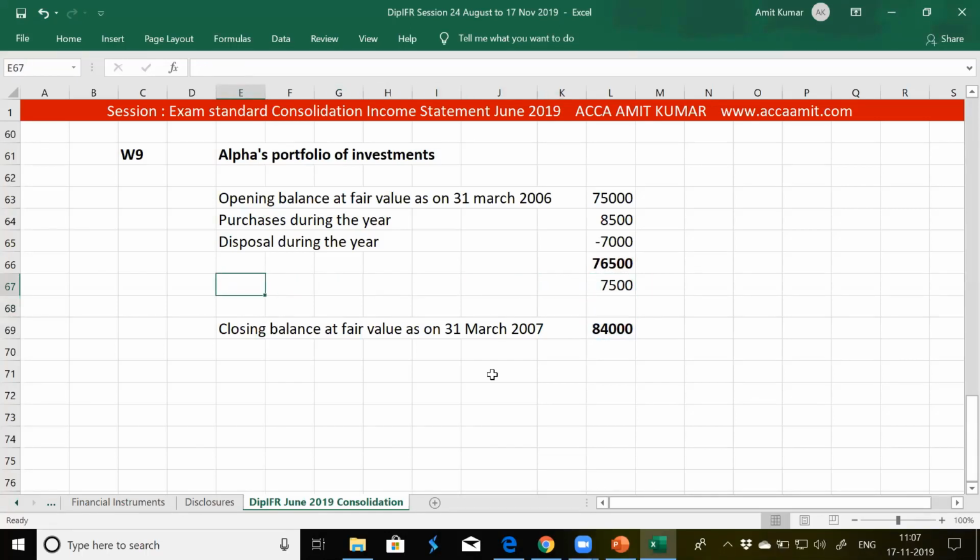again, on fair value exercise. Gain on fair value exercise is 7,500. Where will we include this gain on fair value exercise?